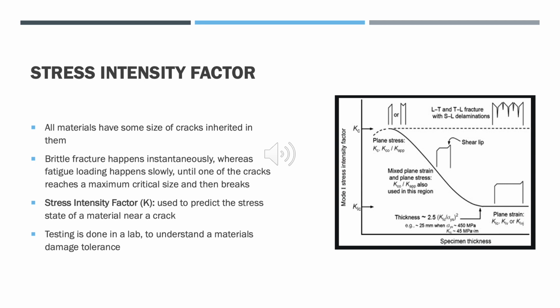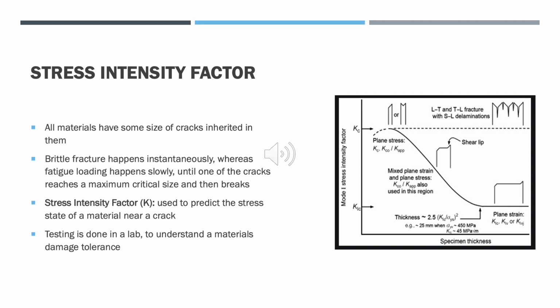The second type of failure is fatigue loading, where the initial crack may grow very slowly over a period of time until one of them reaches a maximum critical size, at which the total fracture occurs. The fracture can happen due to many factors such as loading, geometry, material, and environment, which cause the propagation of the crack to reach a point where it can no longer propagate and thus the material breaks.